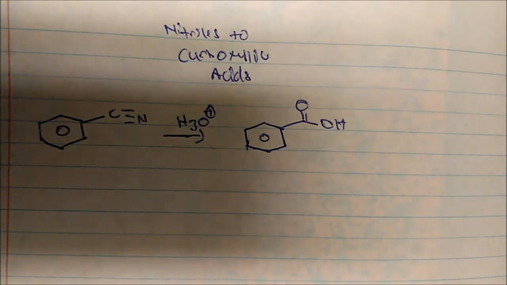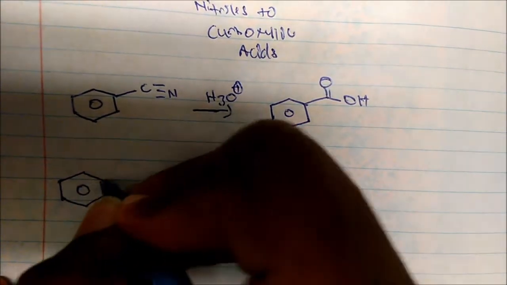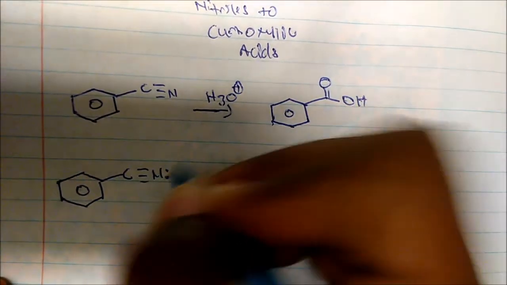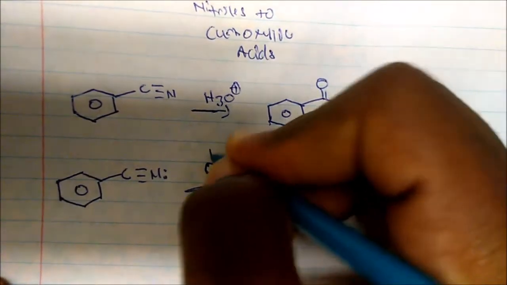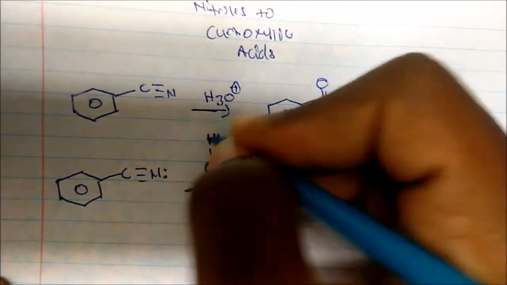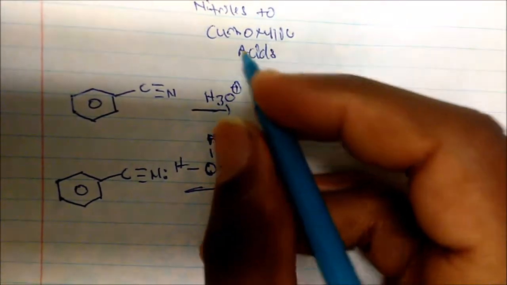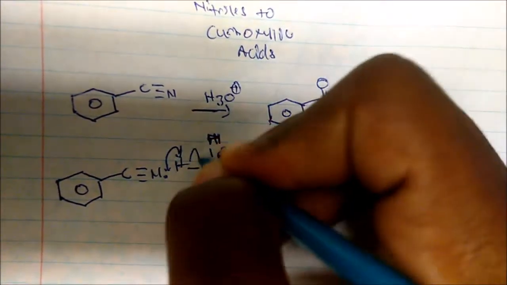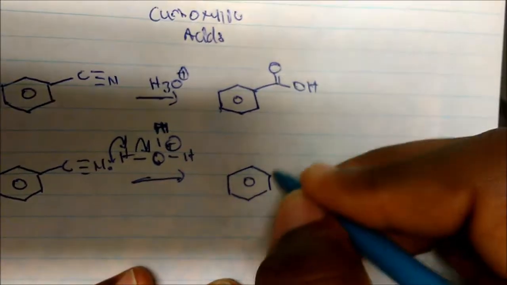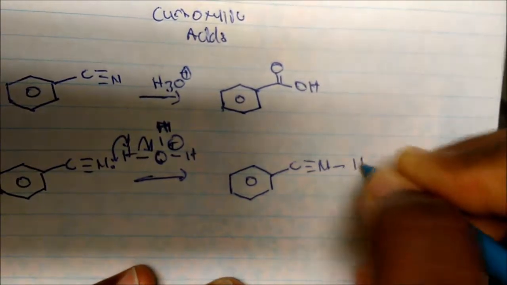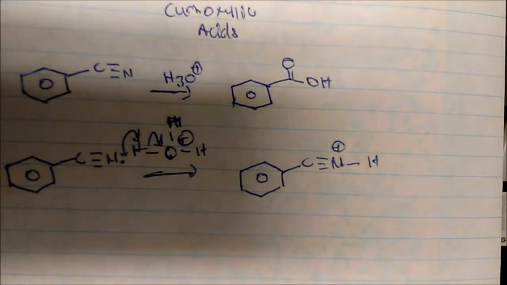Now, how does this happen? Well, let's go through the mechanism. If we throw this molecule into solution with H3O+, what will happen? The nitrogen is very nucleophilic, so it'll seek a hydrogen and form water in solution. When that happens, we get a carbon that's bonded to a nitrogen. Now remember, nitrogen has 4 bonds, so it now has a +1 formal charge.